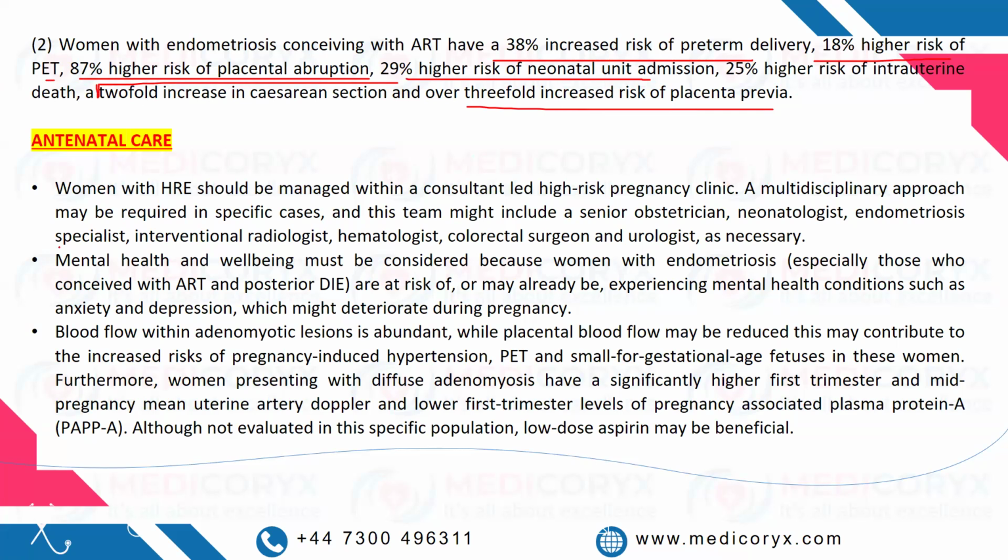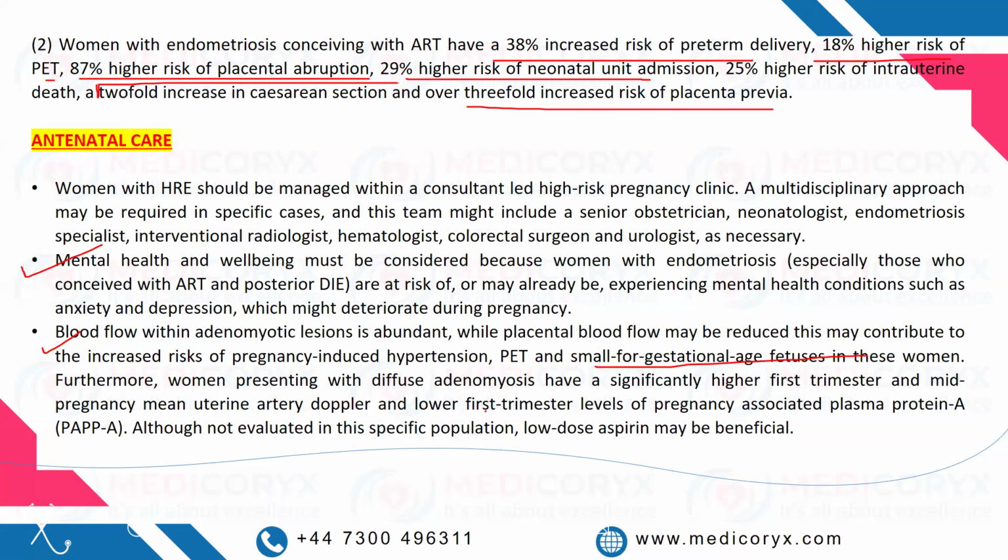Antenatal care: women with HRE should be managed within a consultant led high risk pregnancy unit. A multidisciplinary approach should be required. Mental health and well being should be considered because women with endometriosis are at high risk of, or may already be experiencing, mental health conditions. Blood flow within the adenomyotic lesion is abundant, while placental blood flow may be reduced. This may contribute to the increased risk of PIH, preeclampsia, and small for gestational age fetuses in these women.